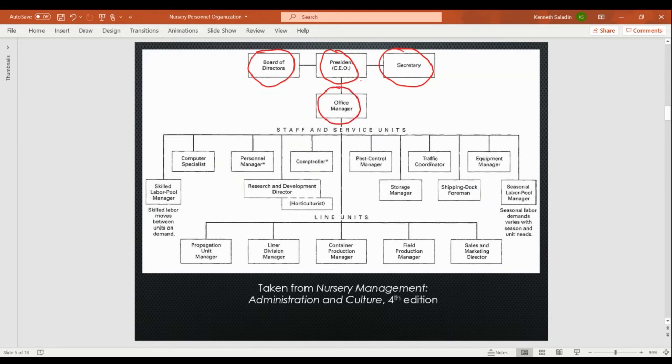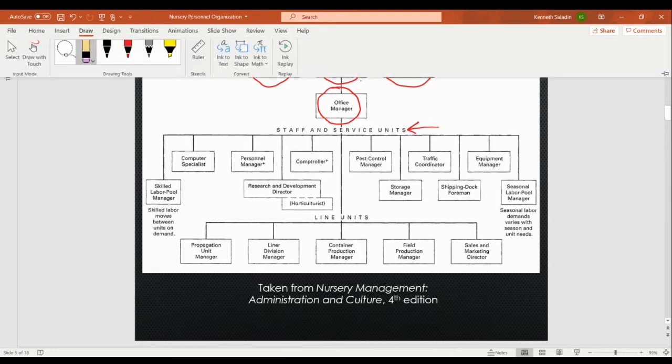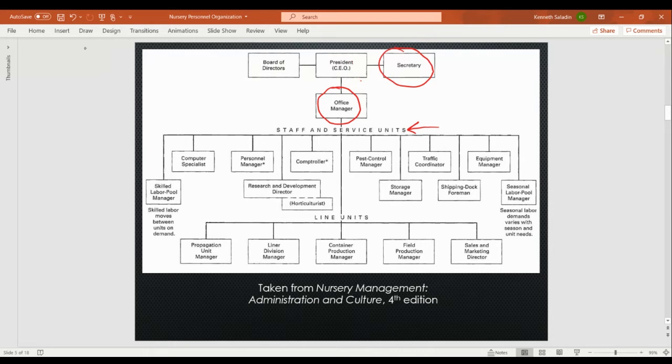Okay, and then you can see there's a layer here in service units right here. And you can see all the different positions that fall under staff and service units. So let me go ahead and erase some of this so it doesn't look quite so complicated. Get rid of that.